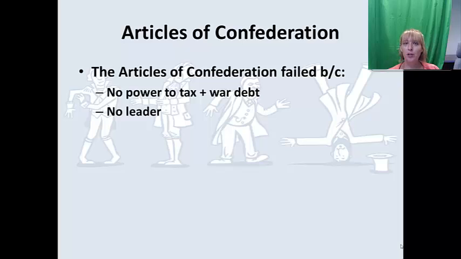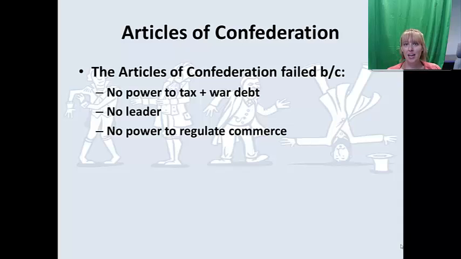The Articles of Confederation also had a Congress, but it had no leader. So there was no one to be in charge, to even just call to convene the Congress. There's also no power to regulate commerce. Well, why is that even important? Regulating commerce includes setting the rules for things like trade and currency.